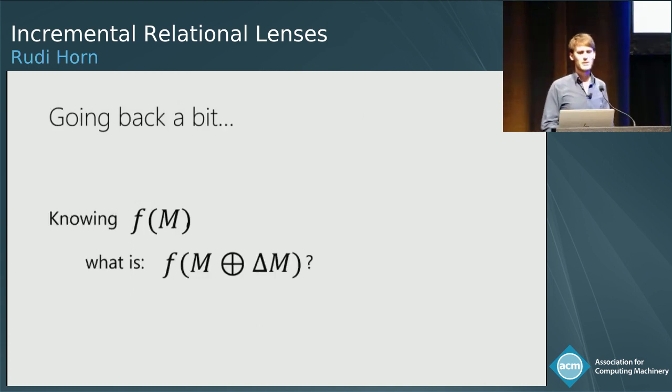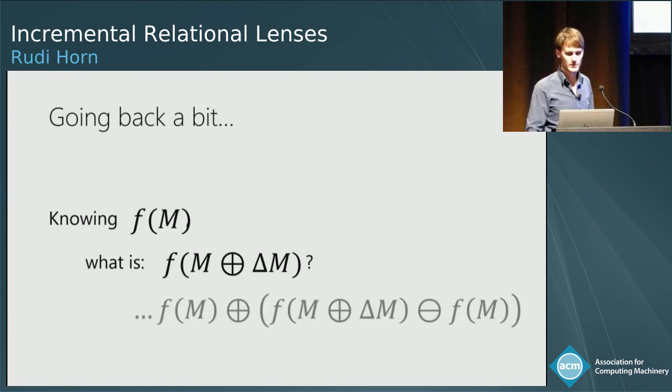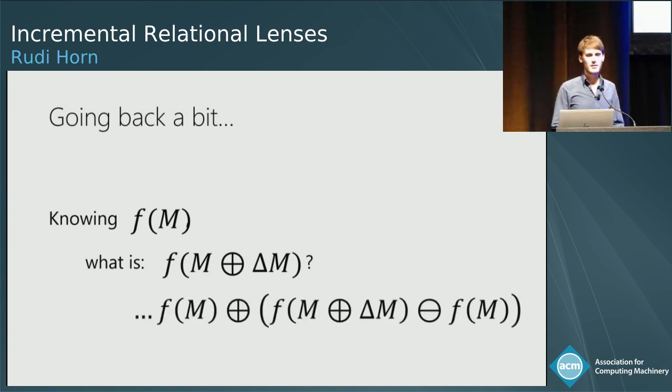So if we go back a little bit and ask ourselves, well, okay, I know f of m, so instead of x, we've now got m because we're working with tables. And instead of calculating f of x prime, we're now calculating f of m O plus delta m. Or we want to know what f of m O plus delta m is. And the answer to this is f of m O plus delta m minus f of m. And the problem is, well, okay, we need to recalculate the entire thing.